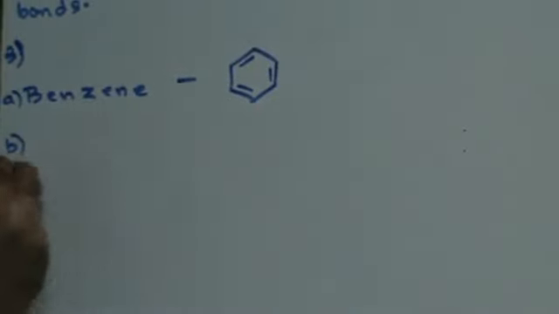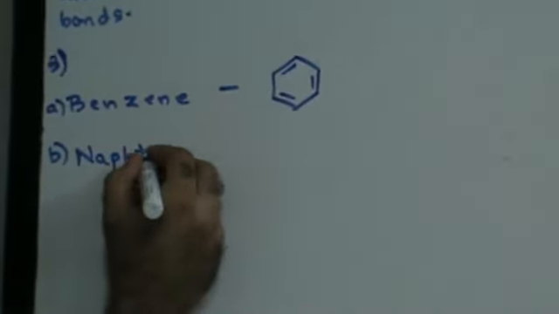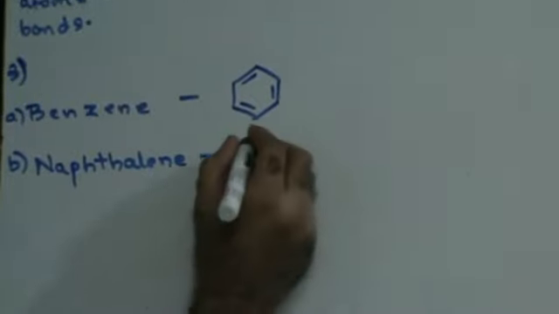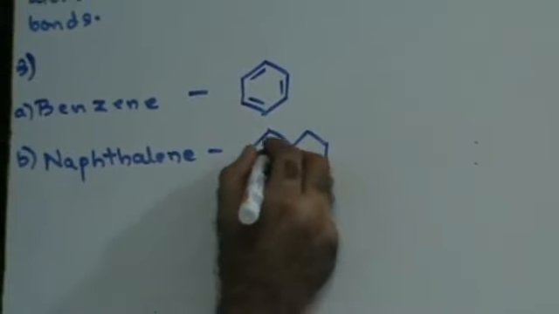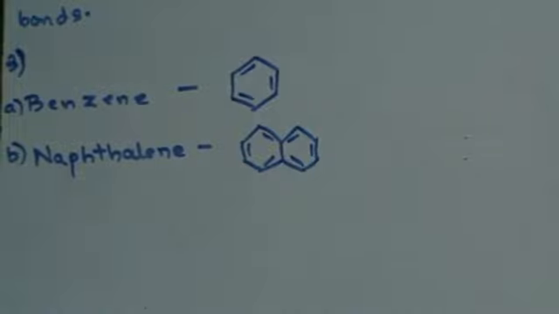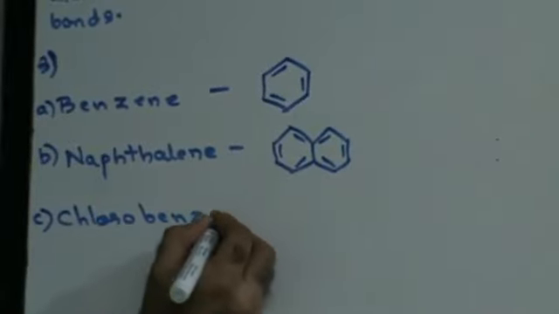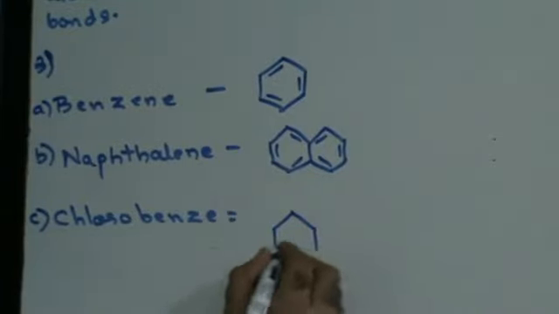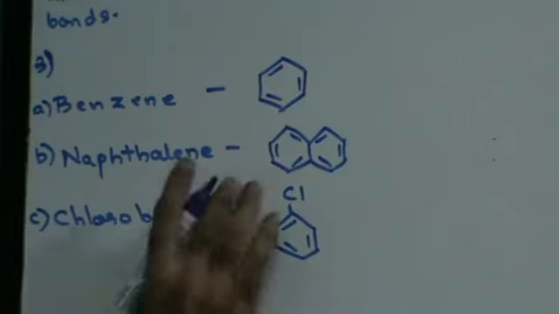Next, suppose they ask you naphthalene. Naphthalene is 2 benzene rings joined together. This is your naphthalene. Fine, do we get this? Next, suppose I say chlorobenzene. What is chlorobenzene? Where you have a benzene ring and chlorine attached to the first carbon atom. This is chlorobenzene.